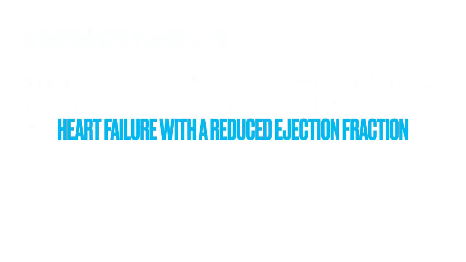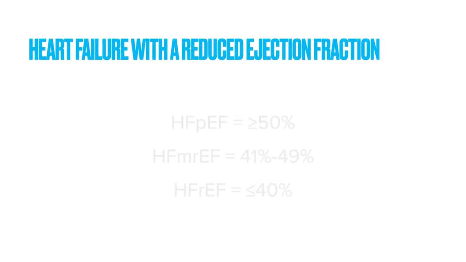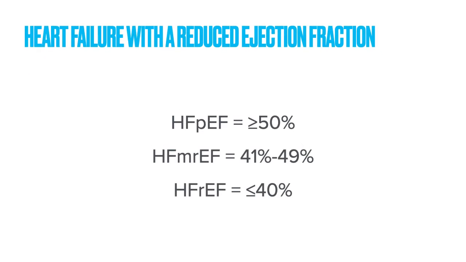Speaking of that, I'm next going to talk about heart failure with a reduced ejection fraction. Just to very quickly revise this, when I talk about ejection fraction, we now categorize heart failure into one of 3 groups. Heart failure with preserved ejection fraction, over 50%, heart failure with a mid-range or mildly reduced ejection fraction between 41 and 49%, and heart failure with a reduced ejection fraction, which is below 40%.